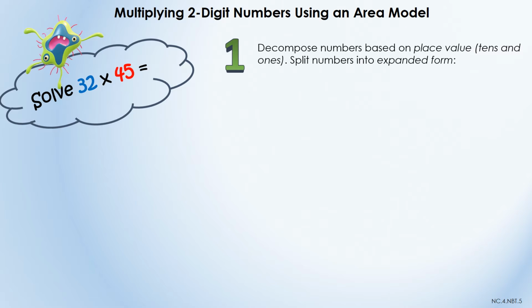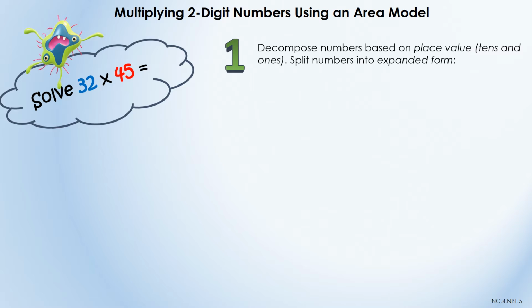My very first step, I need to decompose numbers based on my place value. In this case, I'm only going to be dealing with my tens place value and my ones place value. Okay, so I'm going to start off with my 32 and I'm going to split that into expanded form.